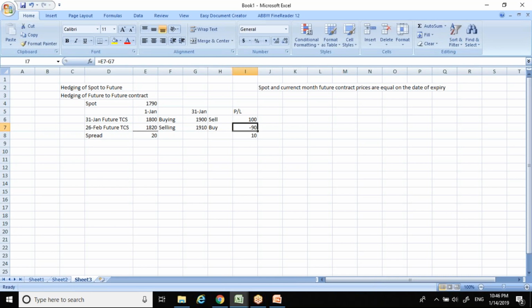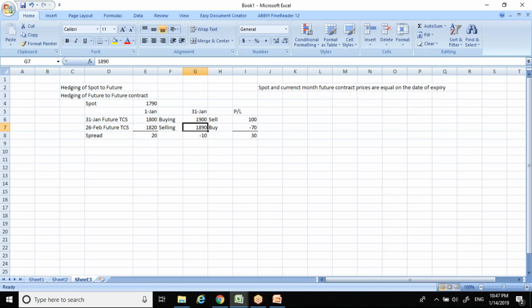So in this situation, the spread has reduced. And reduced to how much? Reduced to 10. So you have a profit still of 10. Right? However, if this spread reduces further, let's suppose to 1900, you have a profit of 20. If it goes into backwardation, let's suppose 1890, you have even more profit.